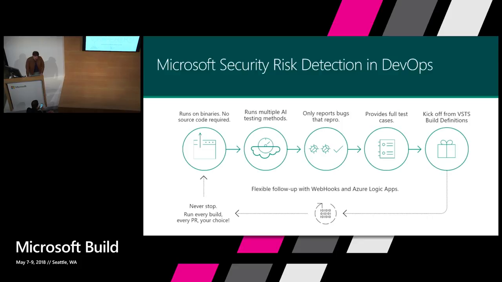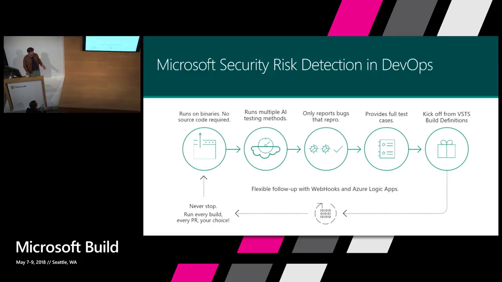So last year, we introduced artificial intelligence for finding application security flaws. We call it Microsoft Security Risk Detection. What we do is we bring some of the same work we've been using to make Windows better, make Office better, make our own products better. We bring it to you as a cloud service.